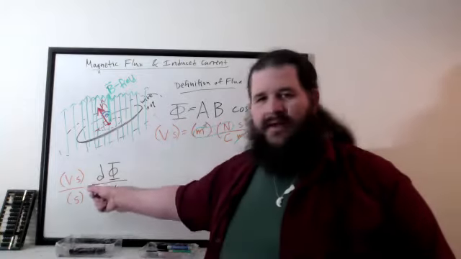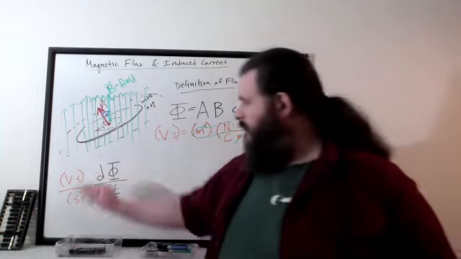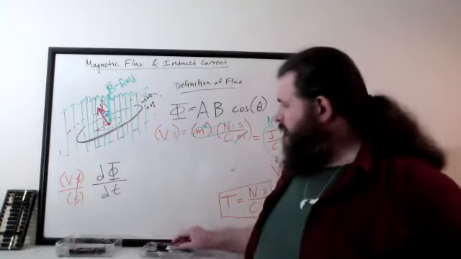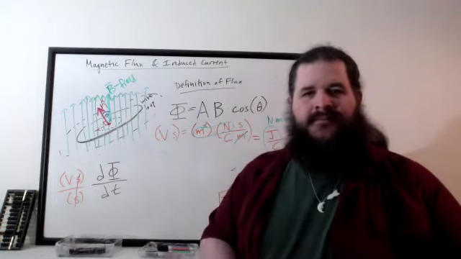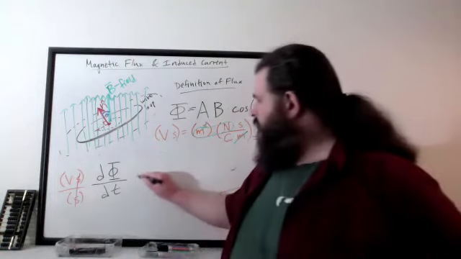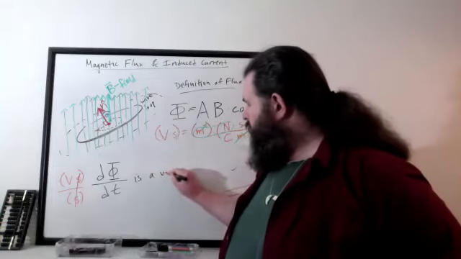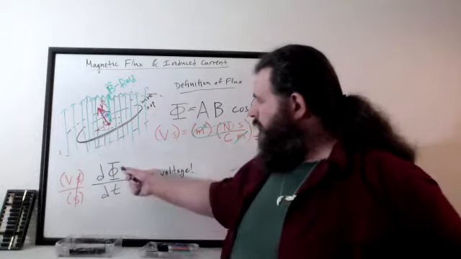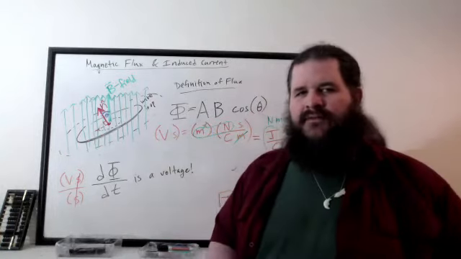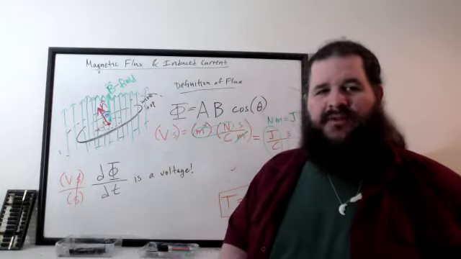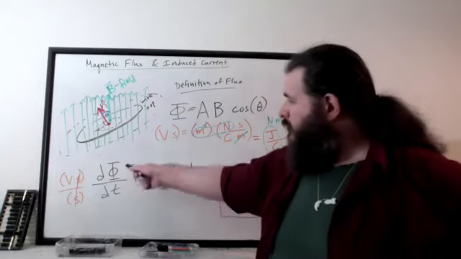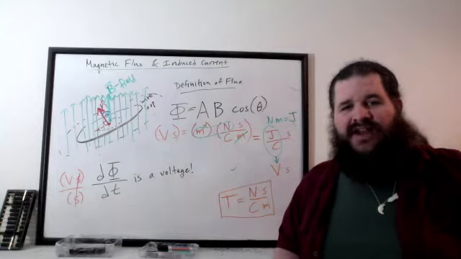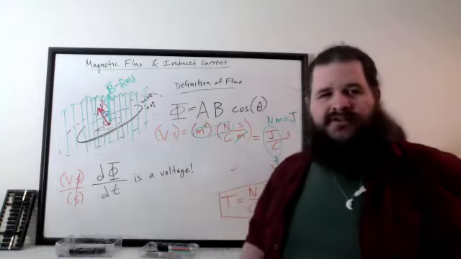Volts seconds divided by seconds, right? Seconds cancel out. We're left with volts. So flux itself is kind of this weird quantity that doesn't seem to have much relation to anything else. But the rate of change in flux, the derivative of flux, how fast flux is changing, tells you a voltage.